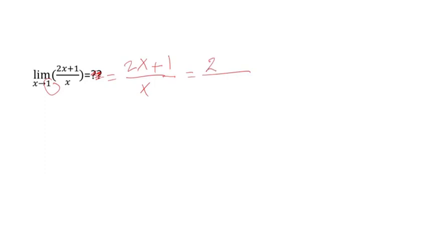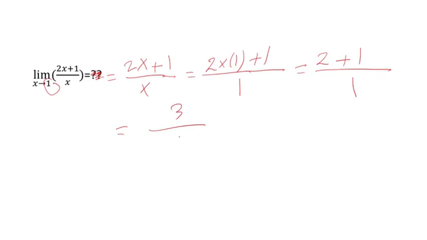So again, 2 times 1 plus 1 divided by 1. So 2 times 1 is just 2, plus 1, divided by 1. So 2 plus 1 is 3 divided by 1. 3 divided by 1 is just 3. So this is the solution.